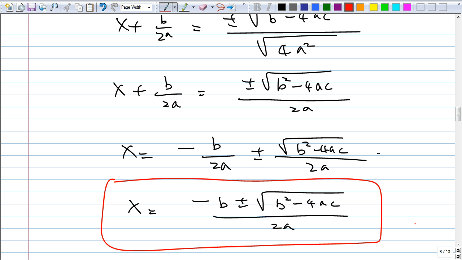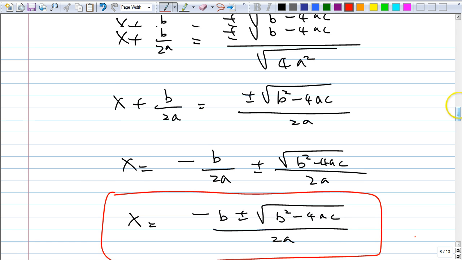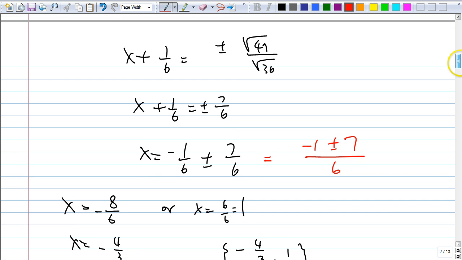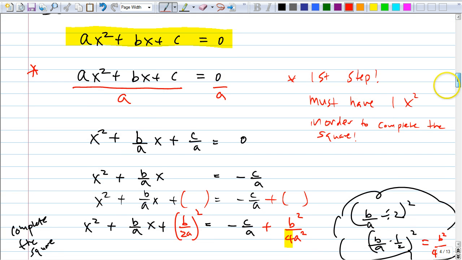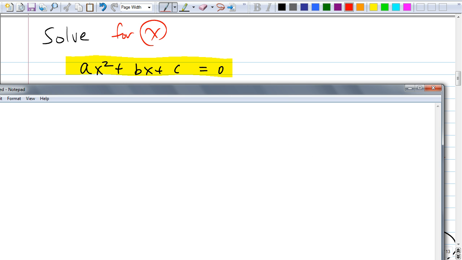What's this called? This is a solution to the quadratic equation. This is called the quadratic formula. So we just have to solve the quadratic equation. All right, so how many of you were able to now do this without looking at anything? Did you all get it? What was the answer?